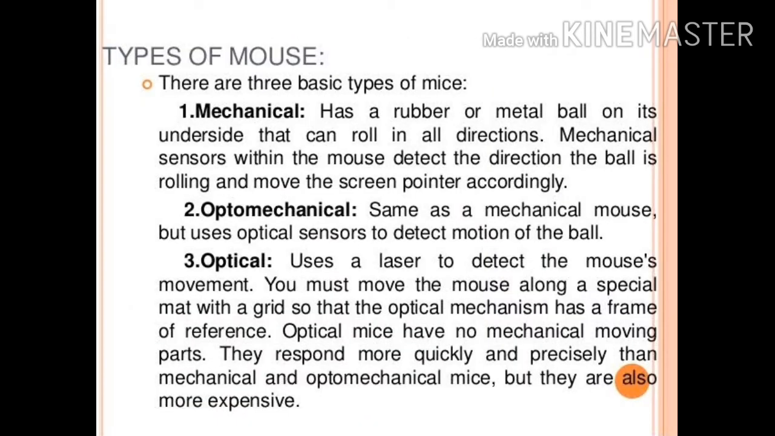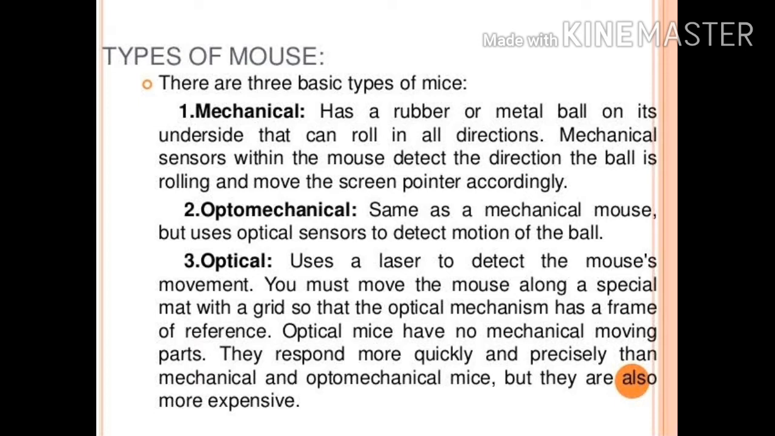In the same way, we will discuss the types of mouse. There are three types of mouse: mechanical mouse, optomechanical mouse, and optical mouse. A mechanical mouse has a rubber or metal ball on its underside that can roll in all directions. A mechanical sensor in the mouse detects the direction the ball is rolling and moves the screen pointer accordingly. Optomechanical is the same as the mechanical mouse but uses an optical sensor to detect the motion. An optical mouse uses a laser to detect the mouse movement.